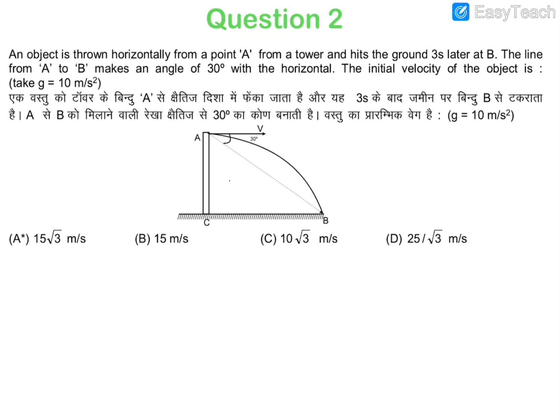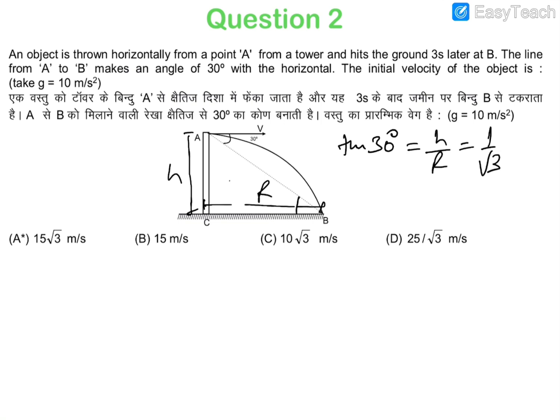Now in this question you can see that there is an object which is thrown in the horizontal direction from point A, and it hits the ground 3 seconds later at point B. This line AB makes an angle of 30 degrees with the horizontal, and we have to find out the initial velocity of the object. If this is the range r and this is h, then tan 30, this angle being also 30, will be h by r, and that is 1 by root 3. So h is equal to r by root 3.